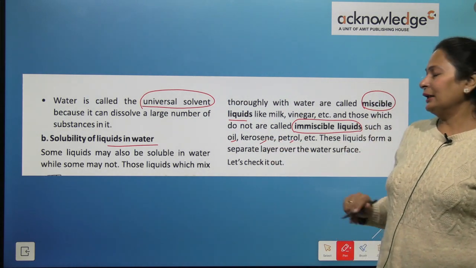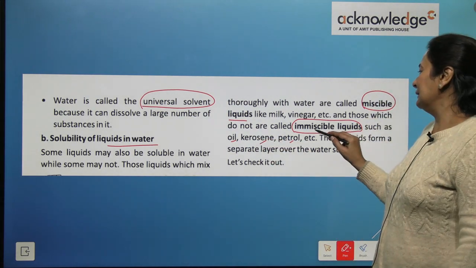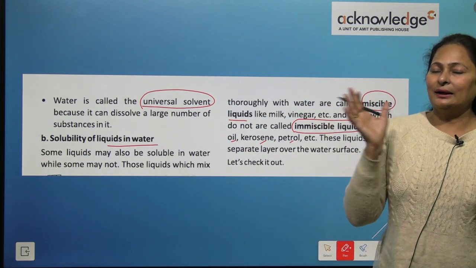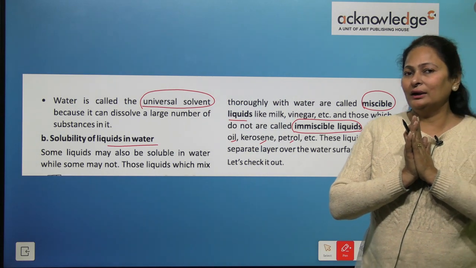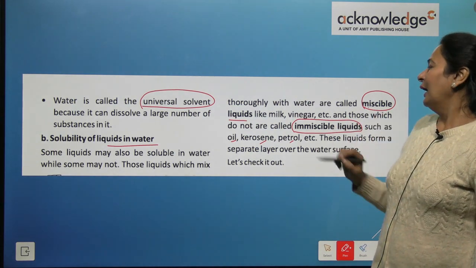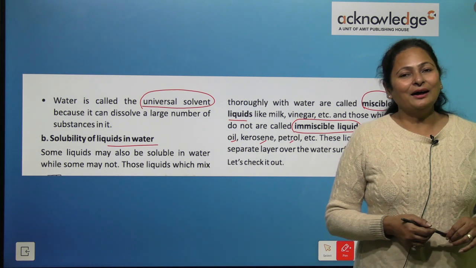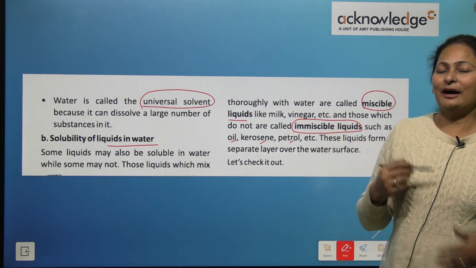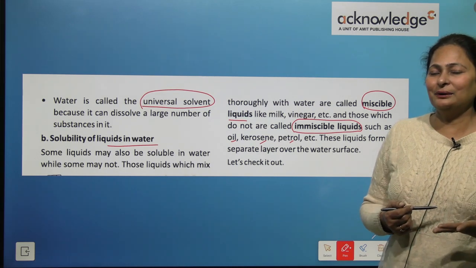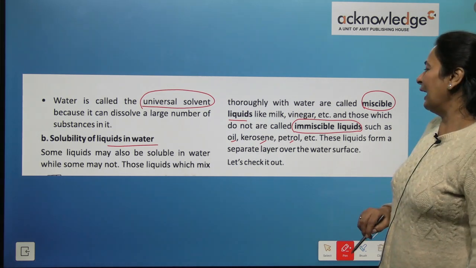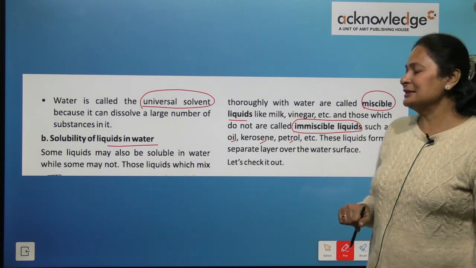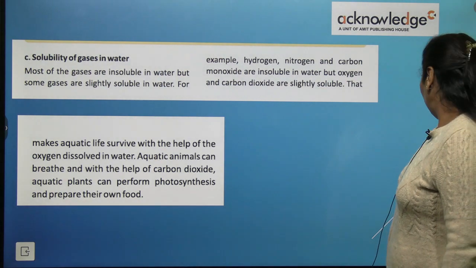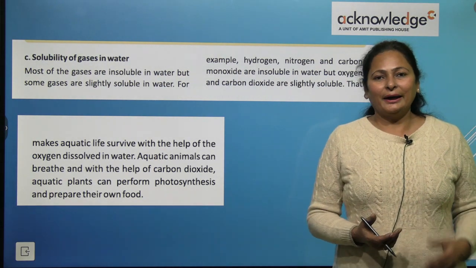So oil, kerosene, petrol, all these are immiscible liquids, right? The liquids that are completely dissolved in water are called miscible liquids, and the liquids that are not dissolved in water are called immiscible liquids. Have you understood, kids? Miscible and immiscible? Very good. So such liquids form a separate layer over the water surface. Let's check it out. You can do this at your home also, right?